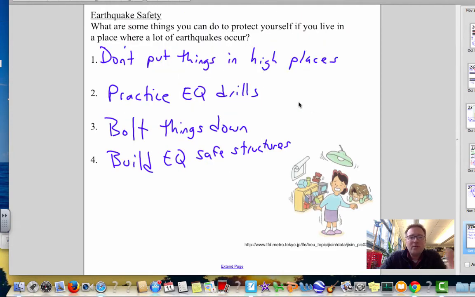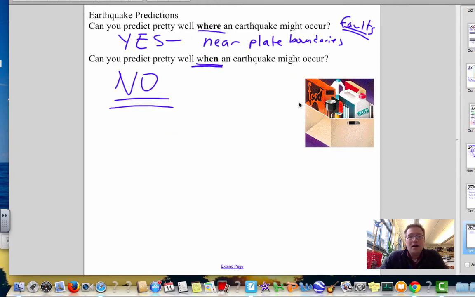Earthquake safety, these are good. We went over those. Lots of good things to know. We've been doing our earthquake drills, so that's important to know.